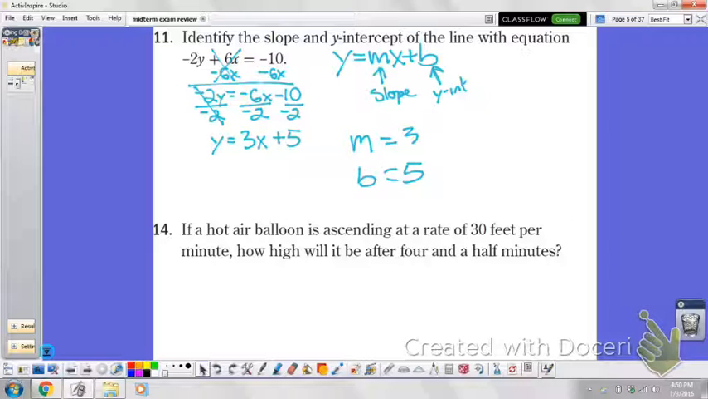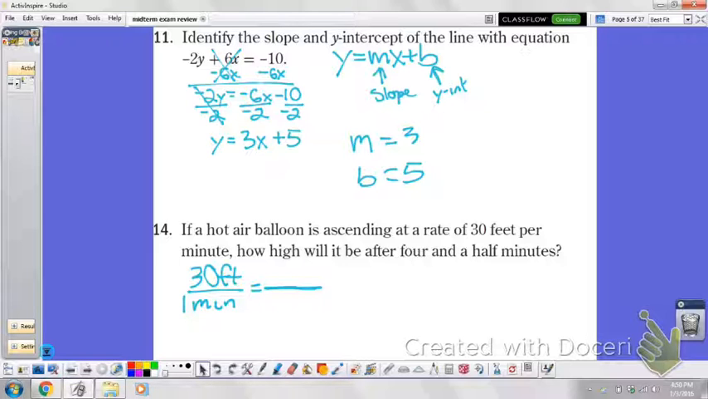If a hot air balloon is ascending at a rate of 30 feet per minute, how high will it be after 4.5 minutes? So here we are given a rate. So we're given 30 feet per minute. Per 1 minute to be exact. And we want to know if it uses that rate, how high it will be after 4.5 minutes. Well, to do that, we're going to use a proportion to solve.